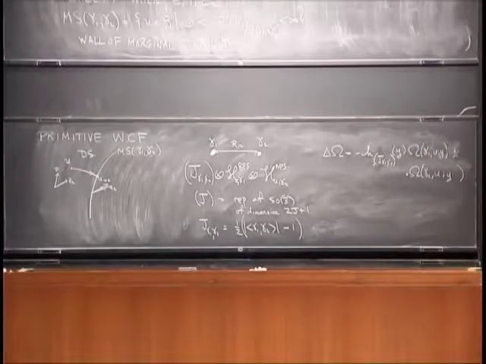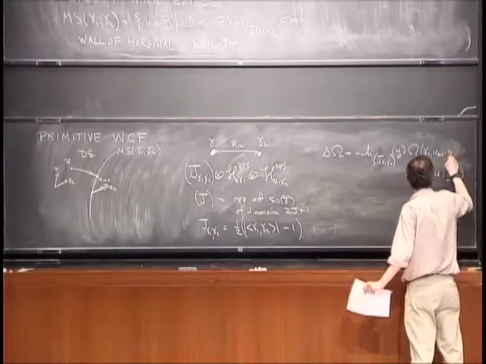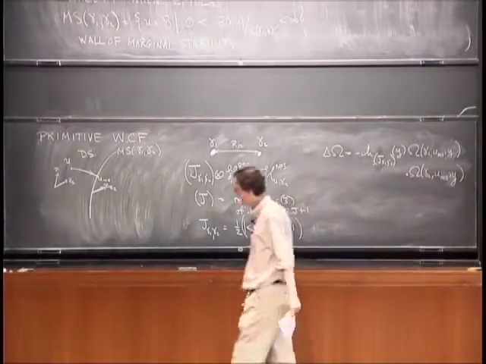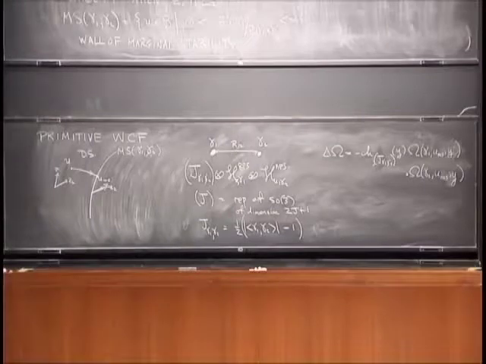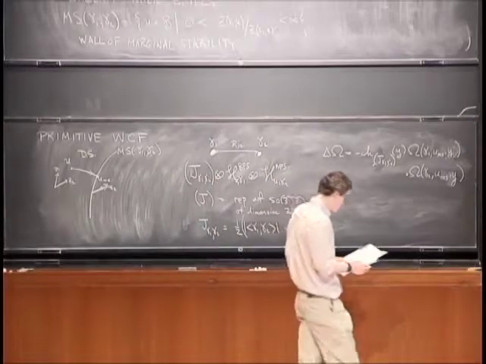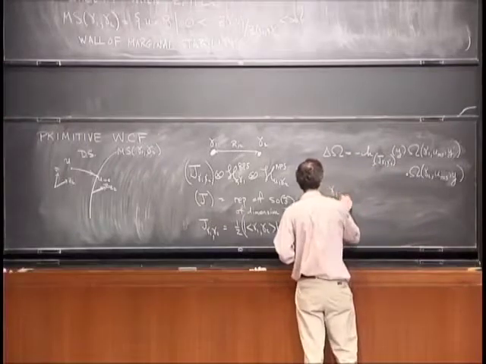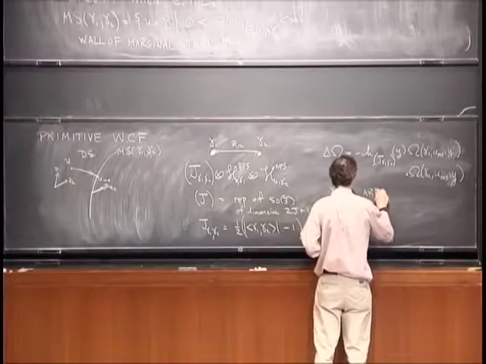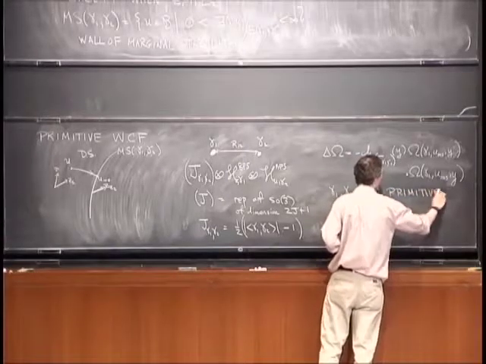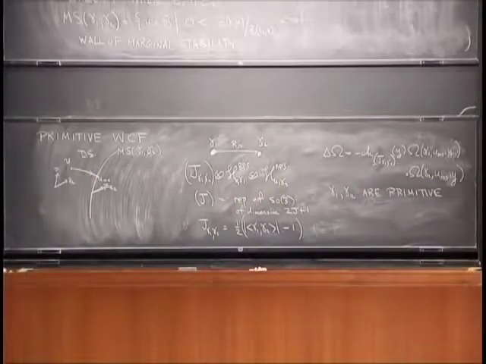Now, these might themselves have wall crossing, so I should actually say where I'm evaluating this index. I'm evaluating it at the marginal stability point where I'm crossing, and I'm assuming a few things. One thing I'm assuming is that I'm crossing a generic point on the wall of marginal stability. And another thing I'm assuming is that gamma 1 and gamma 2 are primitive. That means that they are not multiples of other quantized charge vectors. That's why it's called the primitive wall crossing formula.